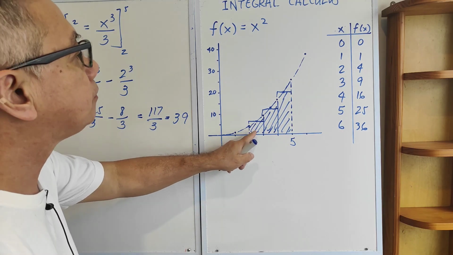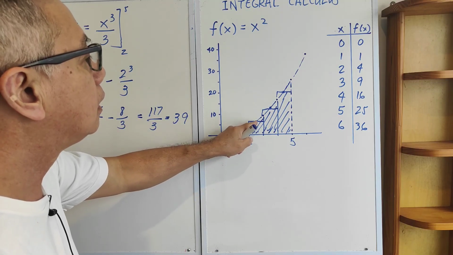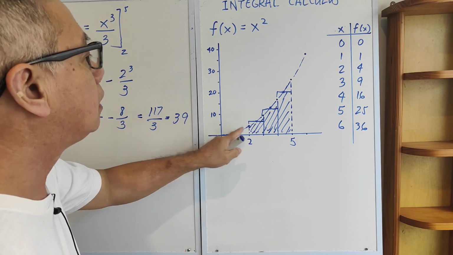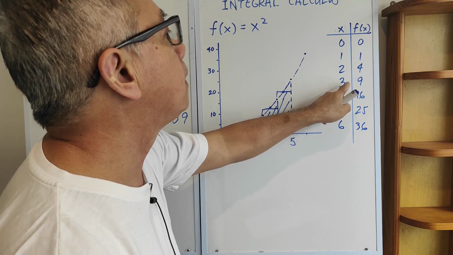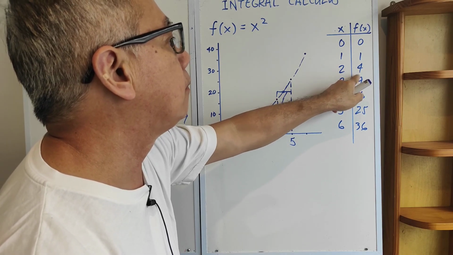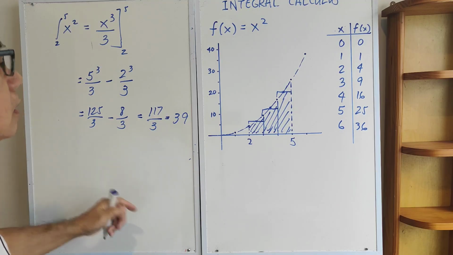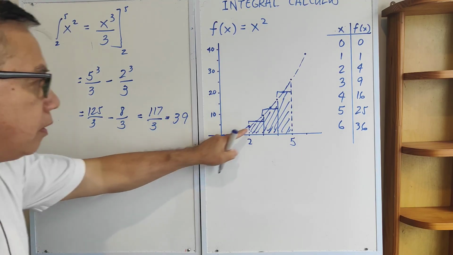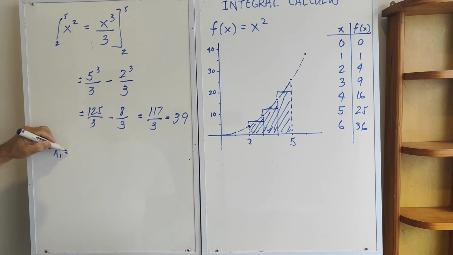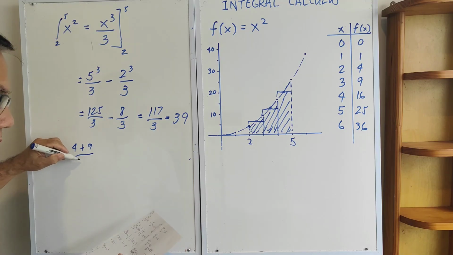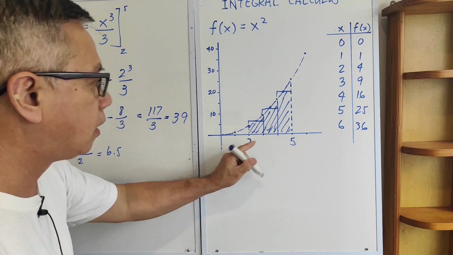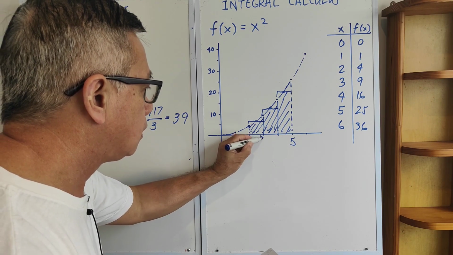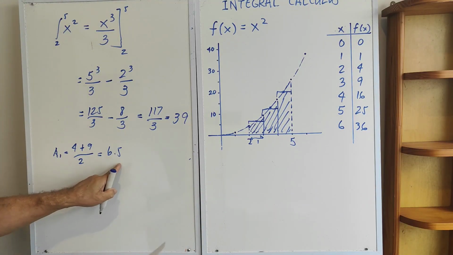So first, to get this point, it's between 2 and 3. So this is actually 4, and this is 9. It's the average of 4 and 9. So the area of this one, area 1, is 4 plus 9 divided by 2, which is 6.5. Because the span of this one is just 1 unit, multiplied by 1 is still 6.5.